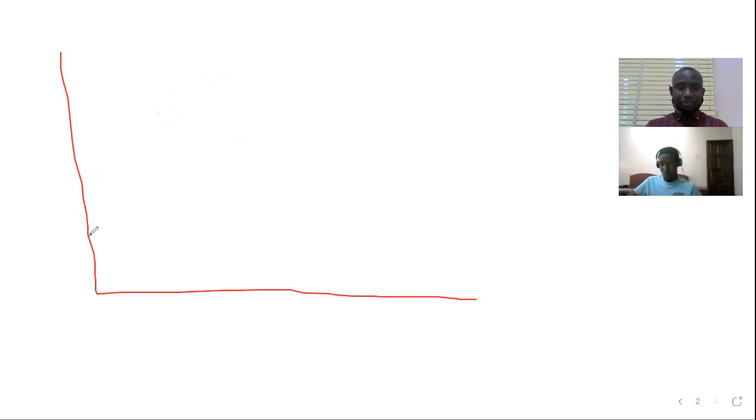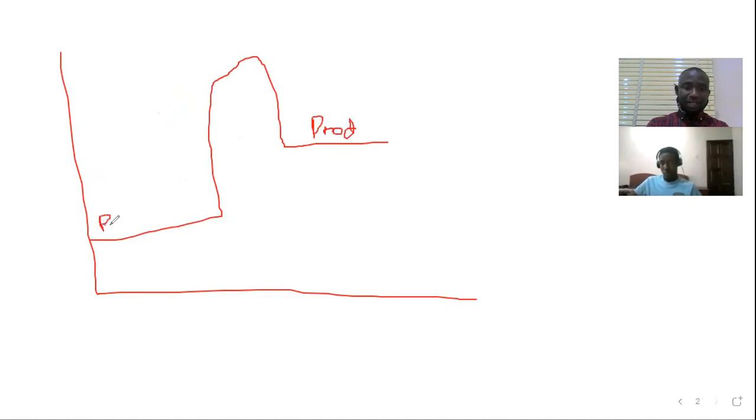Some persons would have this as the product, and then we can have this as the reactant. So this represents the activation energy. So we have established that fact for an endothermic reaction. Now let's discuss exothermic reactions.